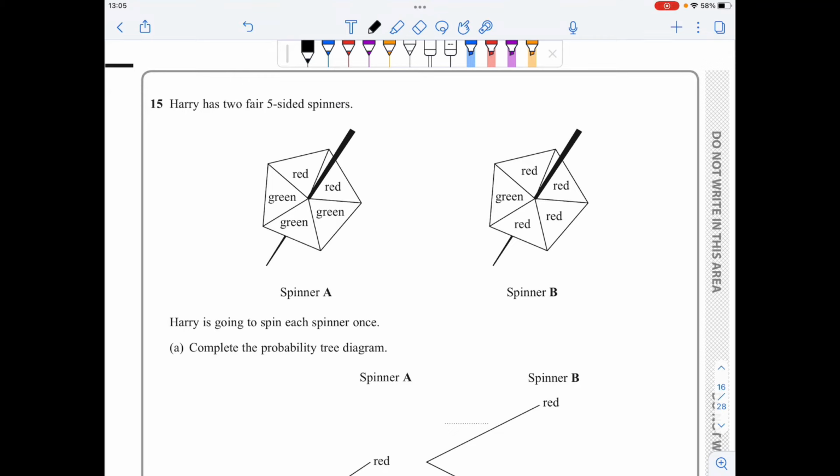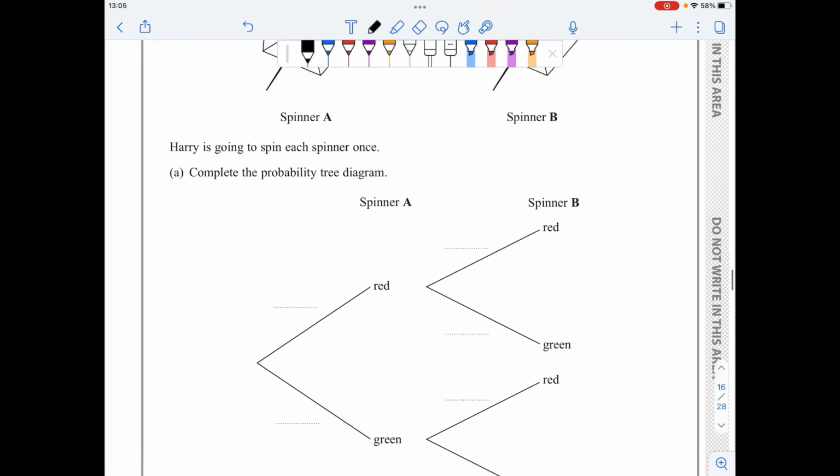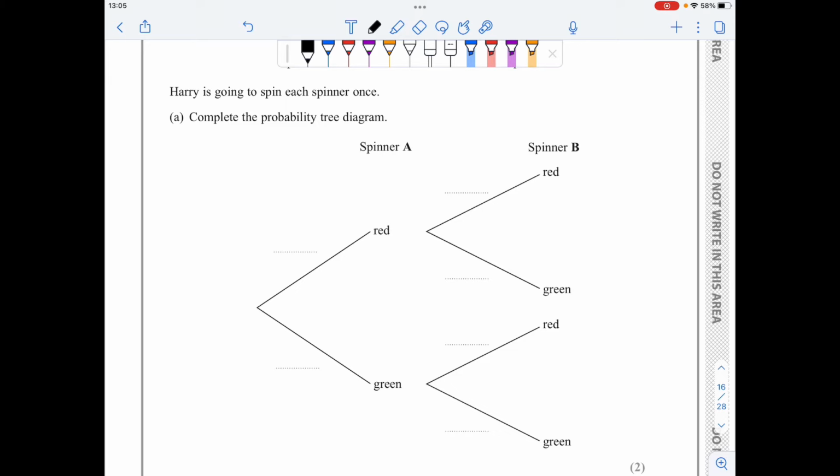For question 15, I've got the two spinner situation. I need to complete the tree diagram. Now spinner A has 2 reds, so 2 over 5 for red, so 3 over 5 for green. Spinner B has 4 reds, so 4 over 5 for red, 1 over 5 for green. Same for the branch below.